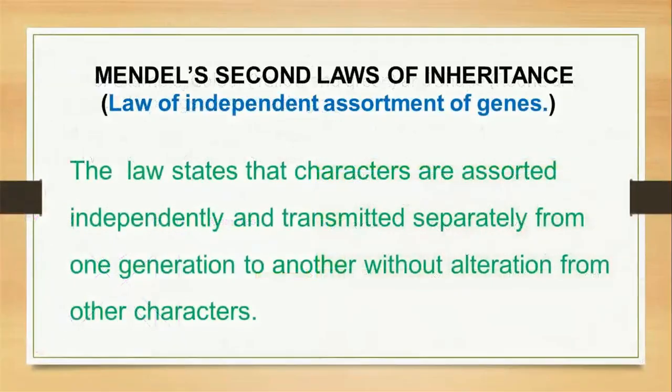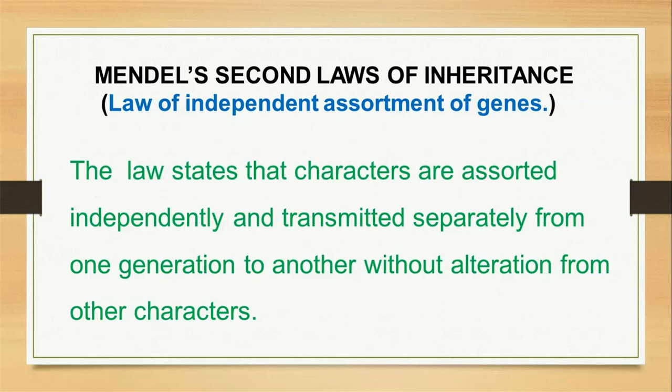Mendel's second law of inheritance, the law of independent assortment of genes. This is the second law. Now, what is this law saying? The law states that characters are assorted independently and transmitted separately from one generation to another without alteration from other characters. What this is simply saying is that if you have two characters in a parent and these characters are to be transmitted to the offsprings, each of them will be transmitted independently without alteration or any kind of interference from one another.